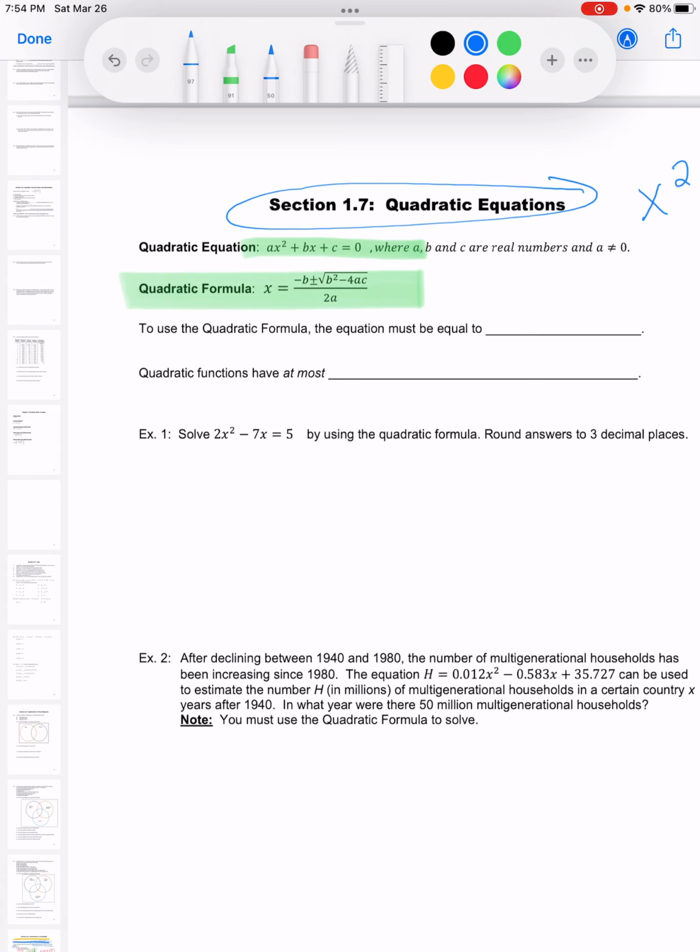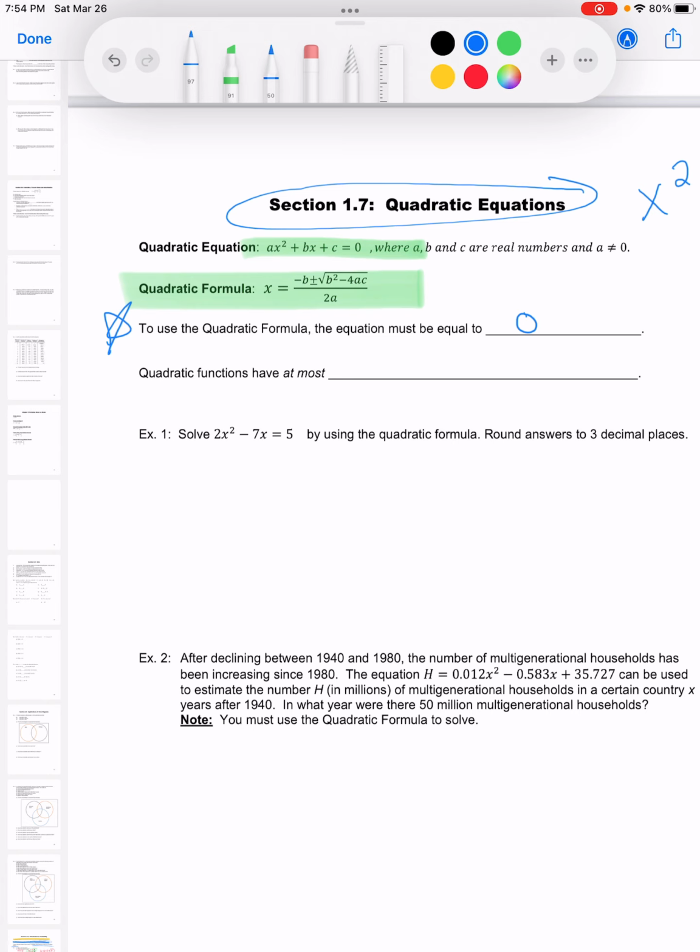So one key thing that is probably the hardest step is in order to use the quadratic formula, the equation has to be equal to 0. And this usually means we need to do some work to do that. So that's probably like the most important step, but it's the one that gets forgotten the most as well.